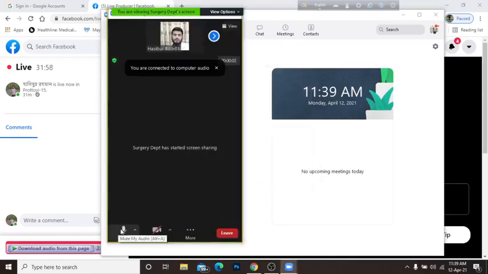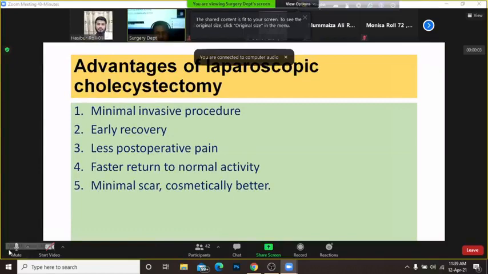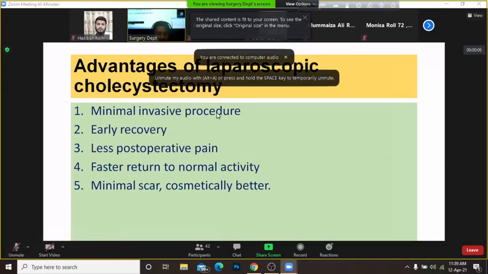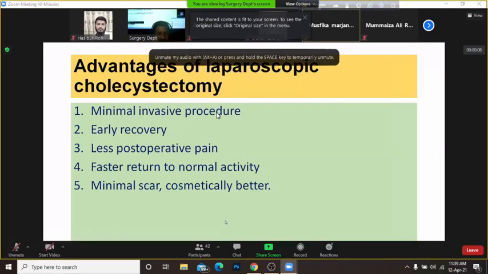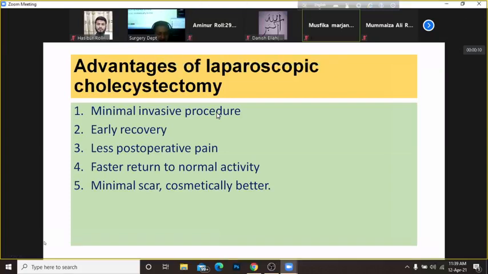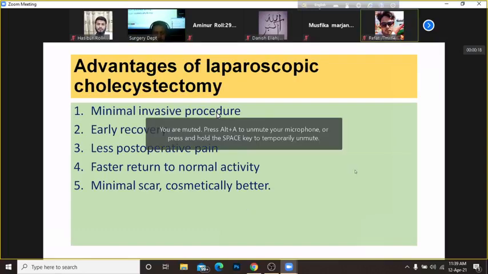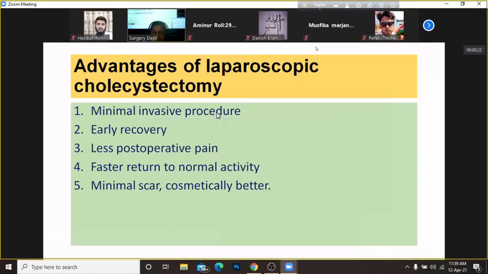Okay, all right, it keeps cutting out. Actually the internet connection is not working properly. Frequently it is going to disrupt.